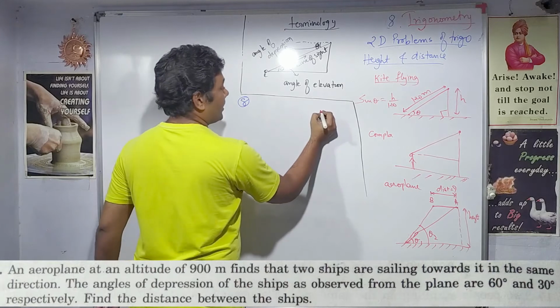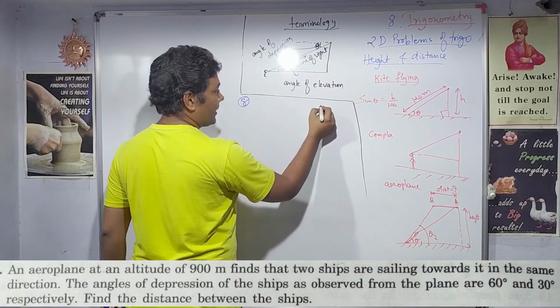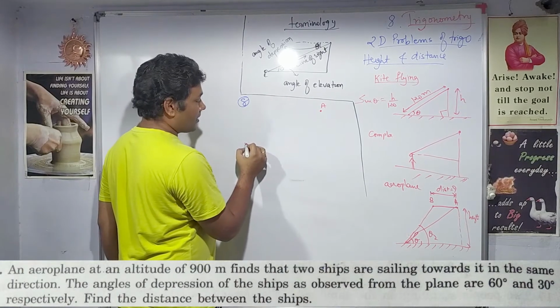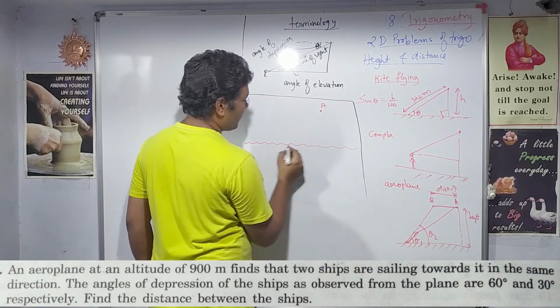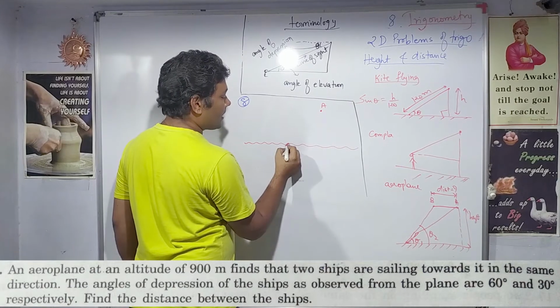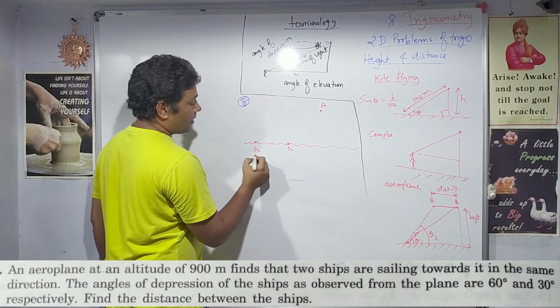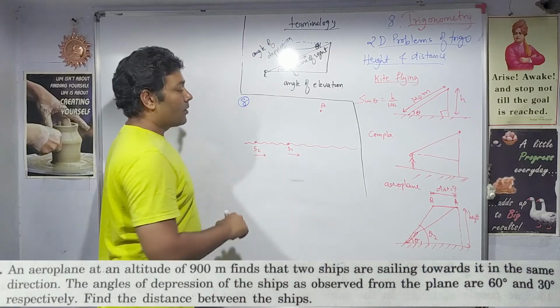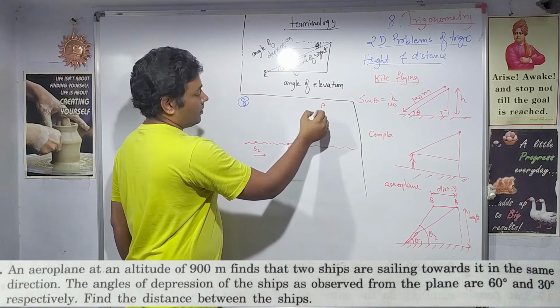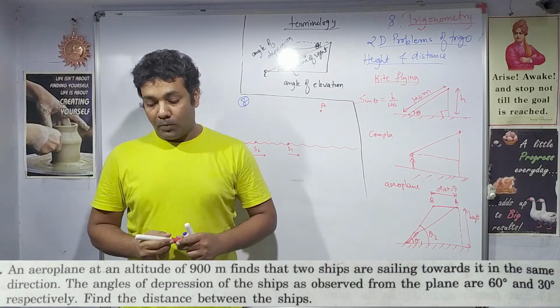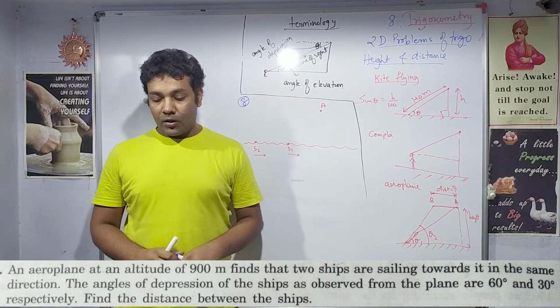Right, here is an aeroplane. We'll name it as A, and ships. So this is the water. Two ships are sailing towards it. Ship number 1, ship number 2. This is also going in this direction. This is also going in this direction. An aeroplane might be going here or might be going here. We don't have direction about the aeroplane. Let us see if the direction is given.